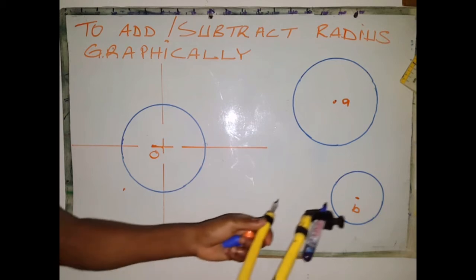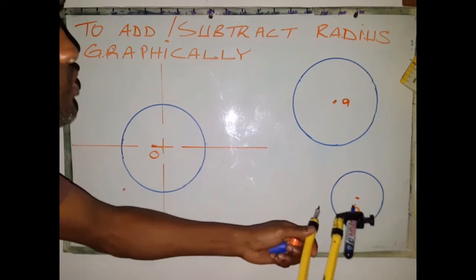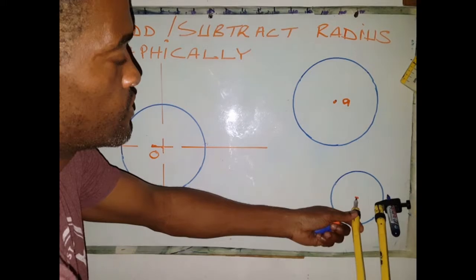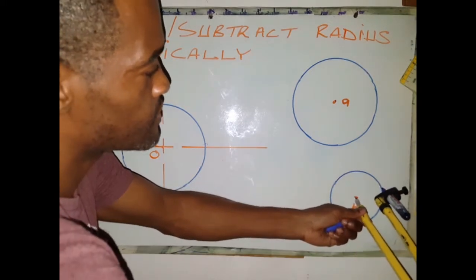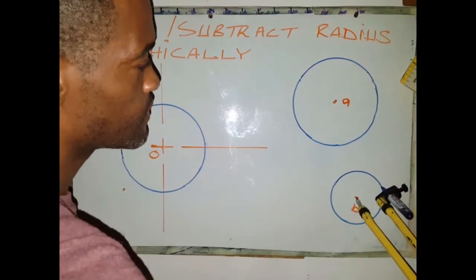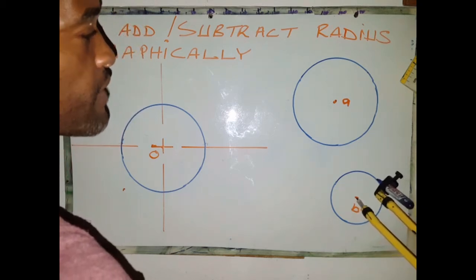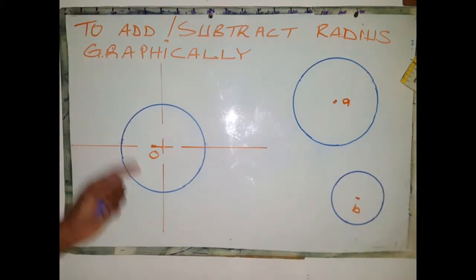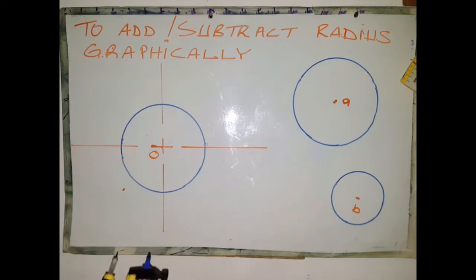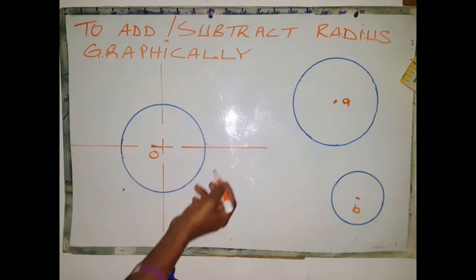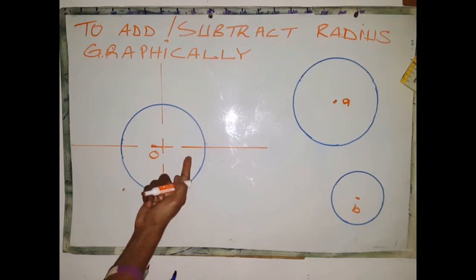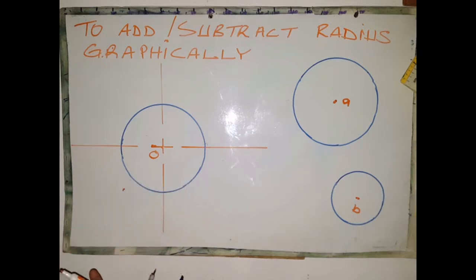The next step is to transfer the radius here using B as center. Again, I extend my radius to the circumference. Next step is to determine what I want to do: if I want to add or subtract that radius to this.